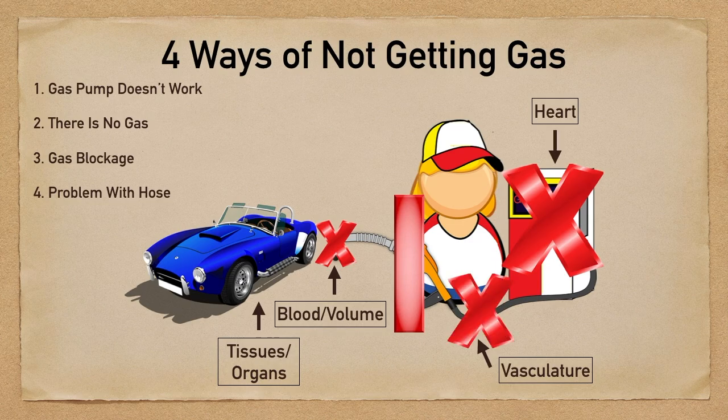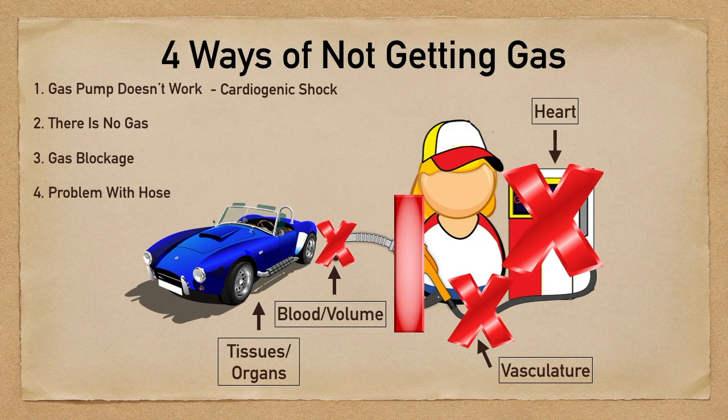So whether you know it or not, we just walked through the four main types of shock. Starting with the gas pump not working, this represents cardiogenic shock. We said that the gas pump represents the heart. Well, if the gas pump isn't working, meaning there's poor cardiac function, this could compromise cardiac output and lead to decreased blood pressure and decreased perfusion to tissues and organs.